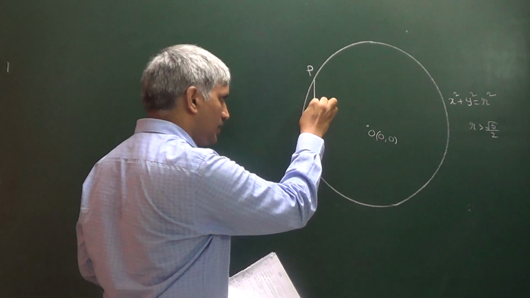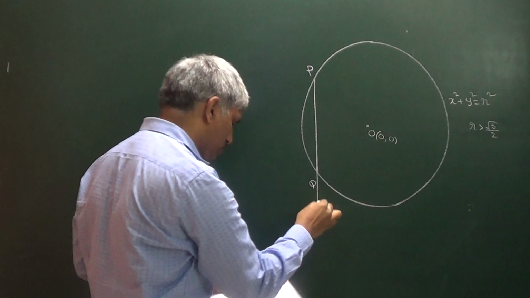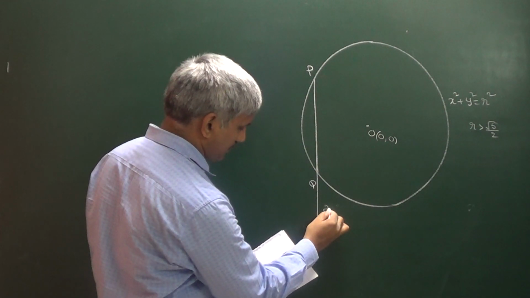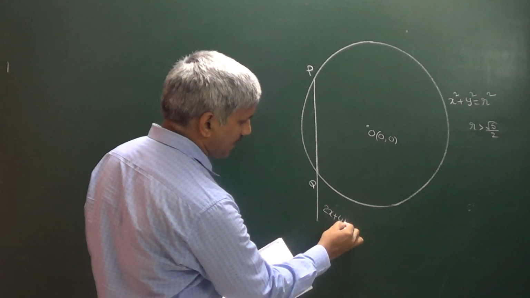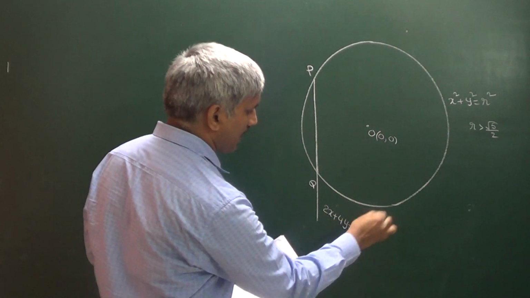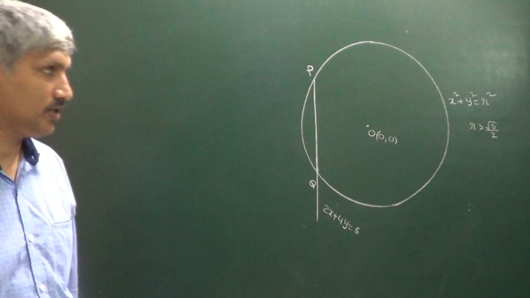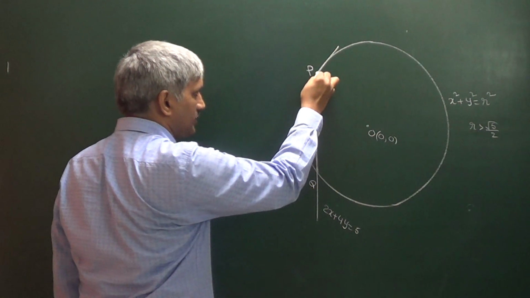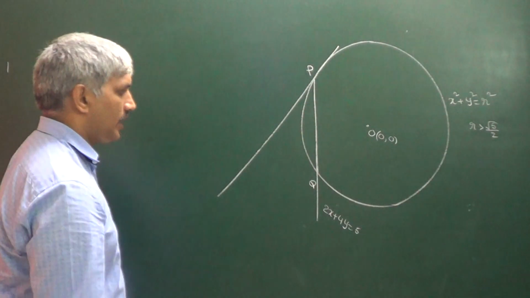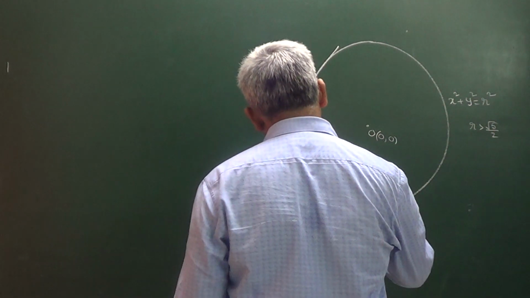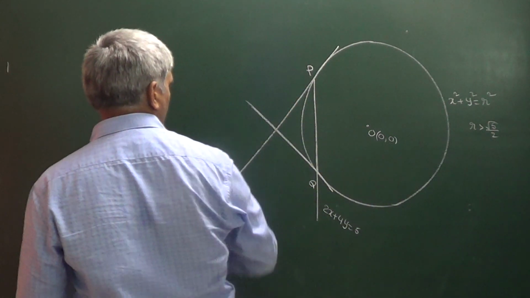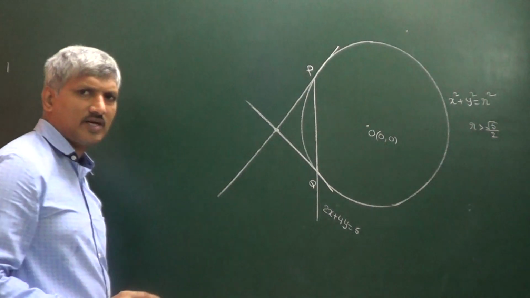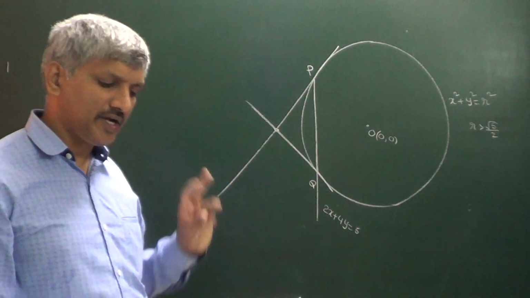In the question they have mentioned this line also. That line equation is given as 2x + 4y = 5. That is the information given. Now at point P, a tangent is drawn. At point Q also a tangent is drawn. Yes, these two tangents intersect at some particular point. It is immaterial for us.